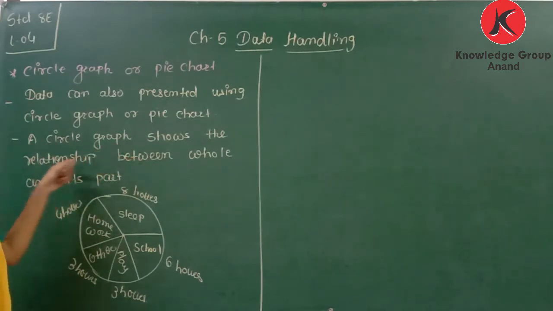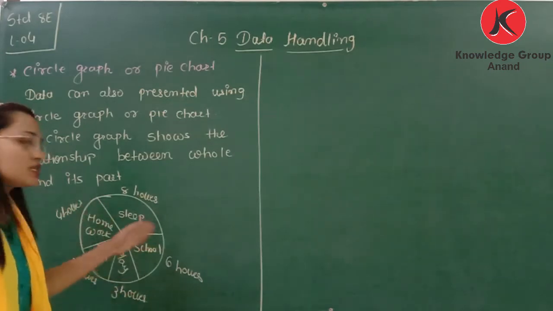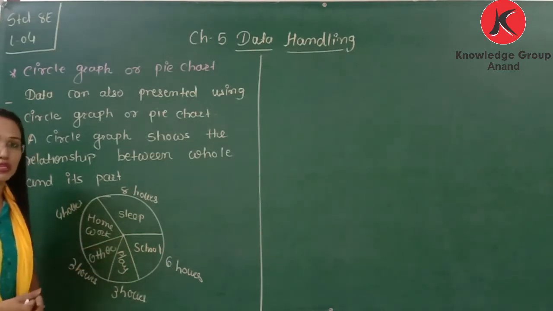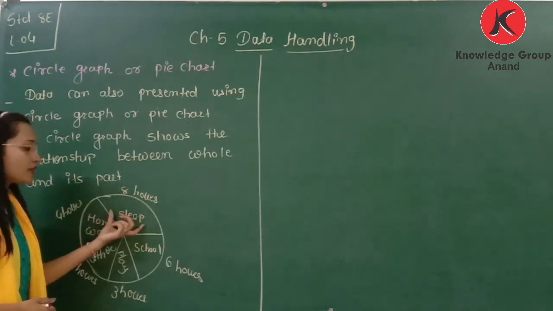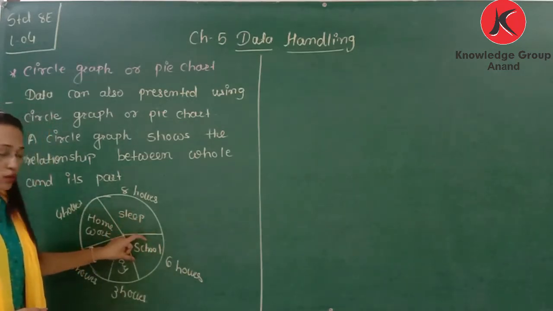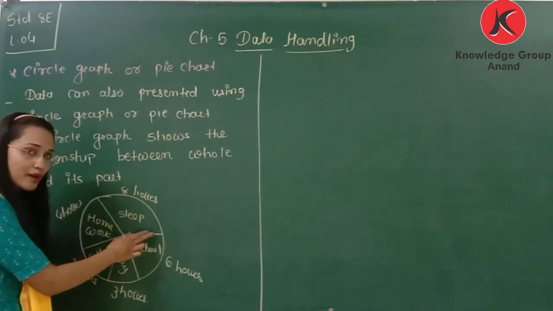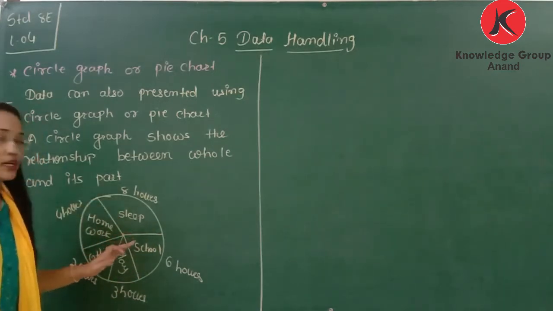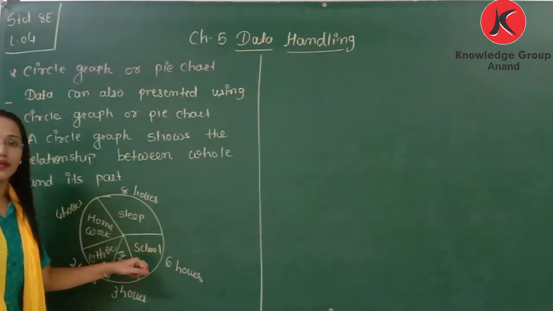A circle graph shows the relationship between a whole and its parts. Now we already know that if it is a circular graph, then it is represented by different parts of the circle. Here you can see sleeping hours are 8 hours. So this part represents the time the student takes to sleep. School, 6 hours, is for school. You can see that 8 hours represents a larger part, and 6 hours is smaller than 8 hours. It is clearly seen from the graph that sleeping hours are more than time spent in school.